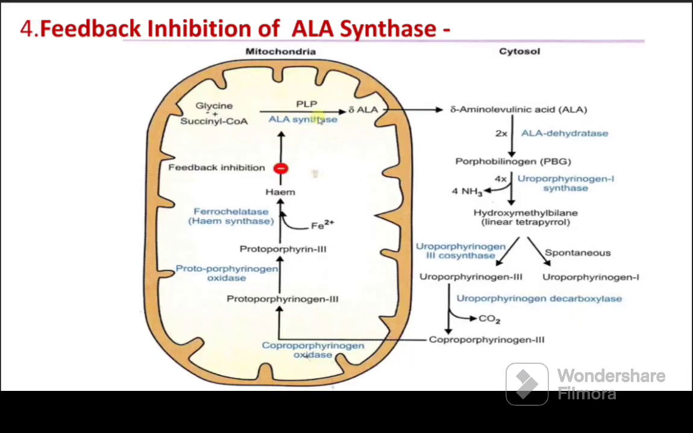Now another mode of regulation of heme synthesis is feedback inhibition. Feedback inhibition is when the product itself inhibits the key regulatory enzyme. So heme will inhibit the synthase enzyme by feedback inhibition.